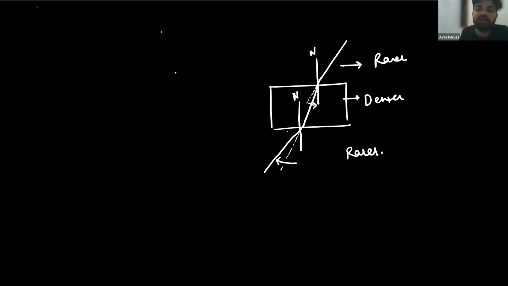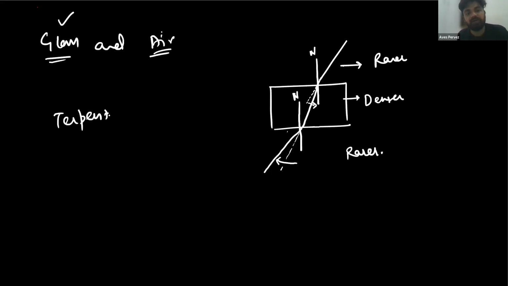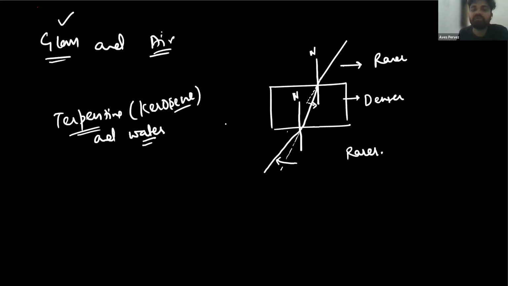Now, explaining again what I want to say: for example, in a comparison of glass and air, which one is denser? Glass is denser. Now, if I take the example of turpentine and water, which do you think is denser? Turpentine is actually kerosene. Which do you think is denser?